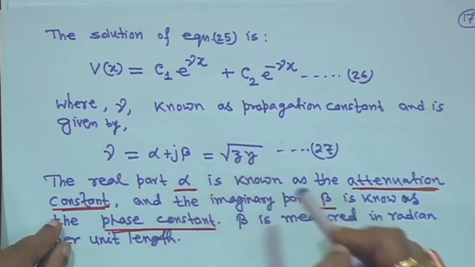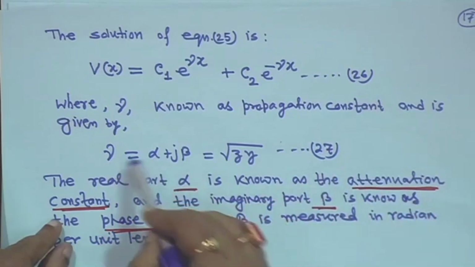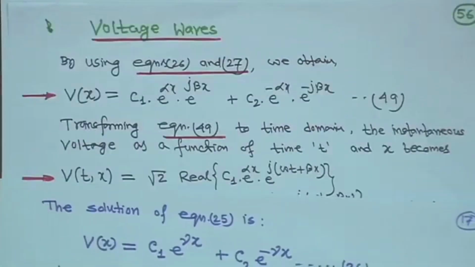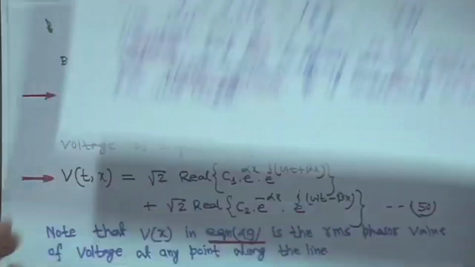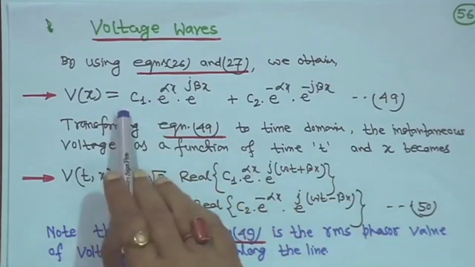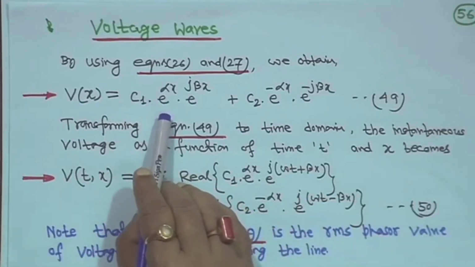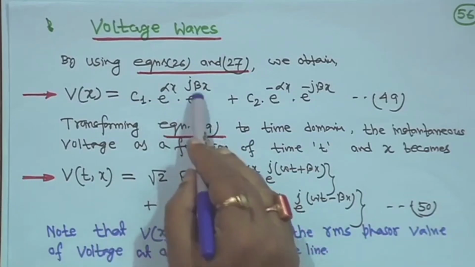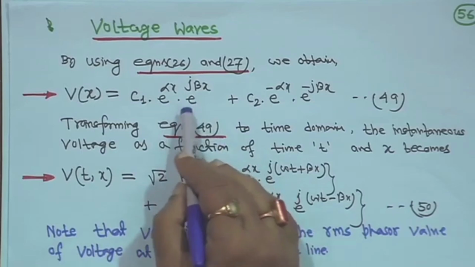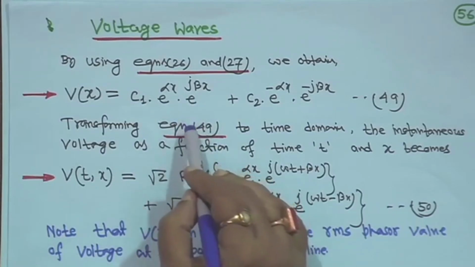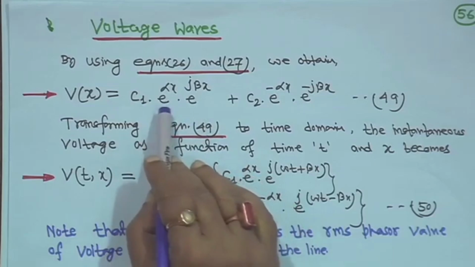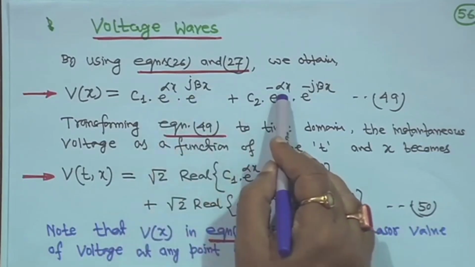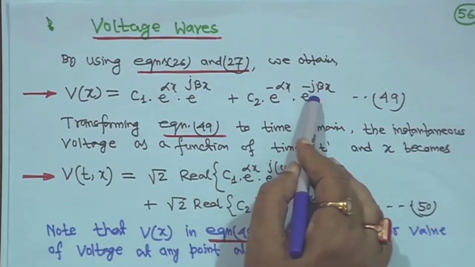So using 26 and 27, you put this gamma value here and here. If you do so, then it will become V x is equal to C 1 e to the power alpha x into e to the power j beta x, because it is e to the power alpha plus j beta x. So we are separating it as e to the power alpha x into e to the power j beta x, plus C 2 e to the power minus alpha x into e to the power minus j beta x.